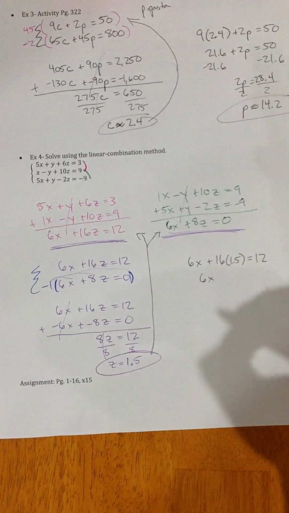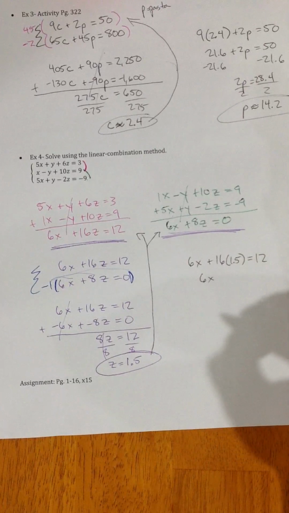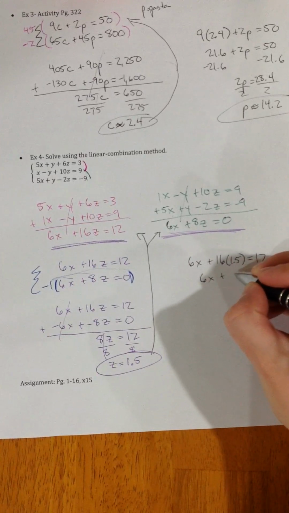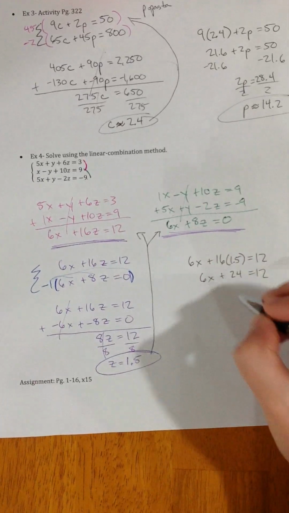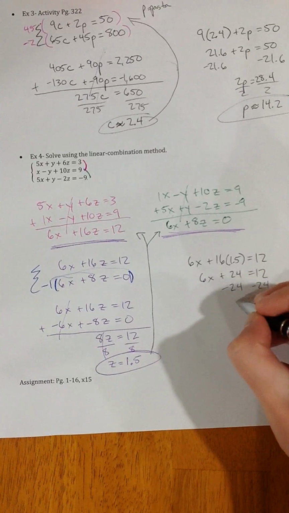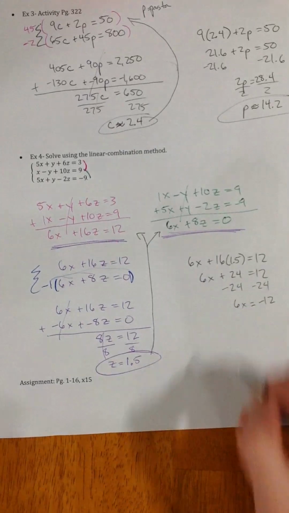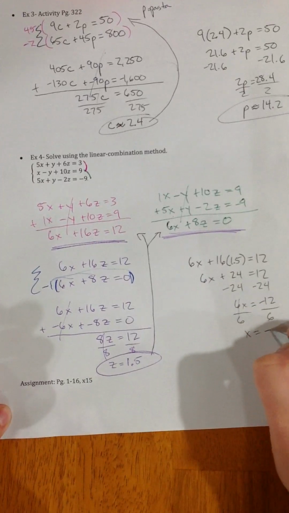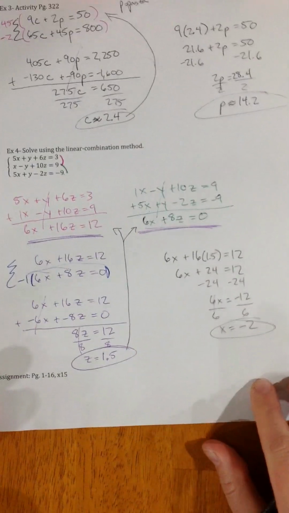So that'd be 6x, and 16 times 1.5 would be, oh, what would it be? 16 plus 8 would be 24, is equal to 12. And then subtract 24 from each side. So that would be 6x is equal to negative 12. And then divide by 6. Divide by 6. X is equal to negative 2. So then that gives me that one.